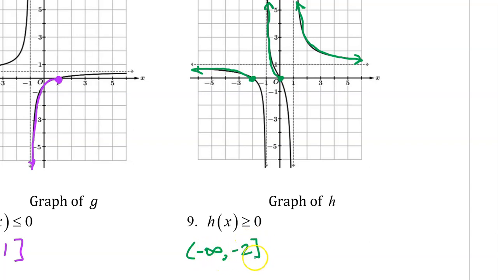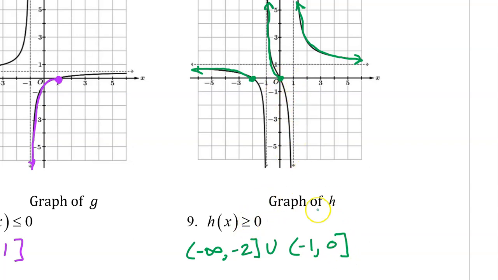With a bracket, for the same reason I have a closed circle. Union. This middle interval goes from negative 1 to 0. The negative 1 gets a parenthesis because this is a vertical asymptote and the function never actually touches it. The 0 gets a bracket for the same reason I put a closed circle there, or equal to 0.